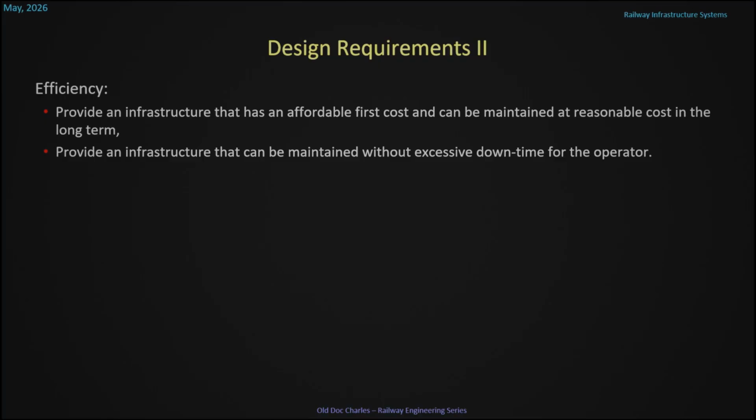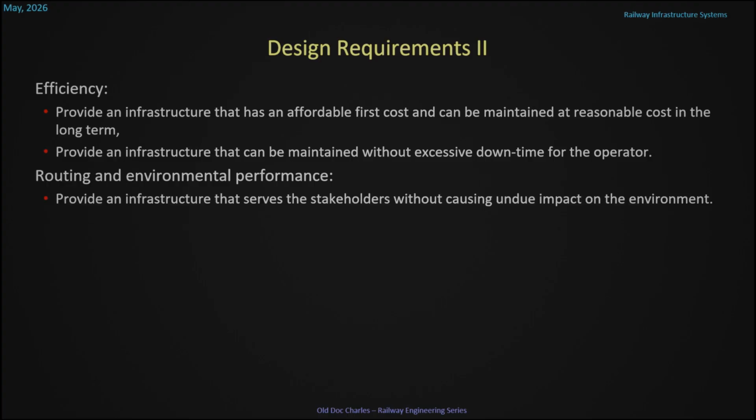And we need to provide an infrastructure that we can maintain without too much downtime for the operator, whether that's a separate operating company or an operations department within the same railway. It depends on your individual railway. We need to provide a railway that has good routing and environmental performance. So we need an infrastructure that serves all the stakeholders without causing undue damage or impact on the environment.